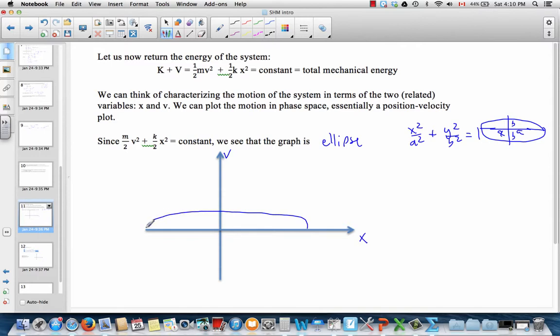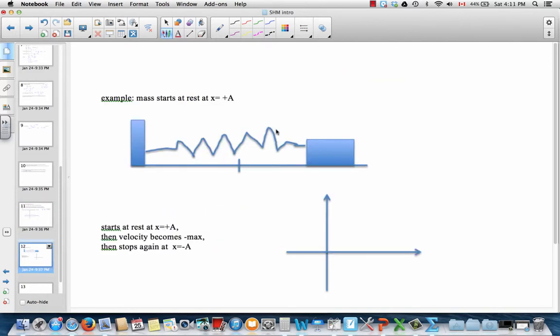And if we did know the values of position and the spring constant and the mass and this, then we could figure out which coefficient was larger, and the larger coefficient will be the longer axis for the ellipse. Now, if we look at the problem we were just dealing with, where we're letting the mass go at positive a, then we can actually plot the motion in phase space, because we know we're starting here.